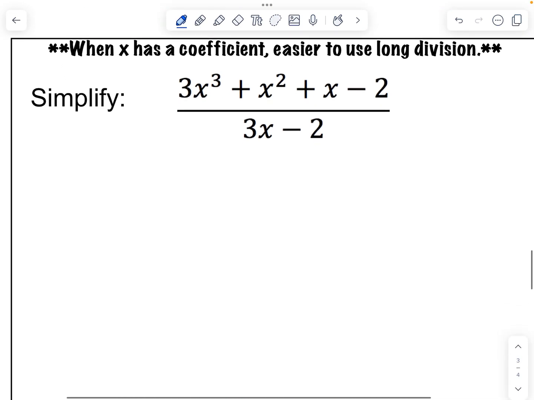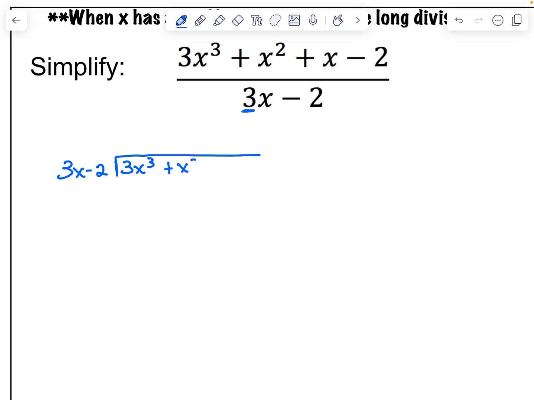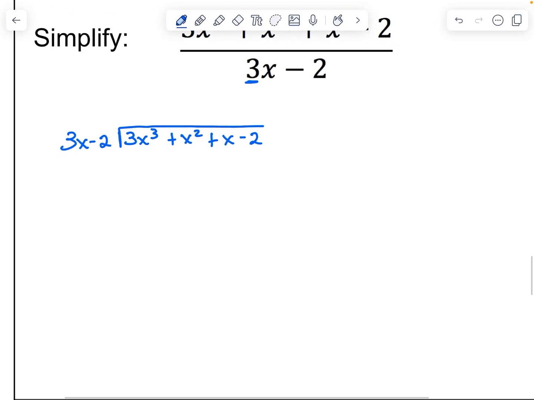Sometimes you have to use long division when you have a coefficient instead of 1 in front of the x. So we're going to do long division. All my exponents are represented, so I can just copy my polynomial on top. So 3x goes into 3x cubed x squared times. And then I'm subtracting that stuff. So these cancel. X squared minus a negative becomes plus. So I get 3x squared. And then I'm going to bring down my plus x.